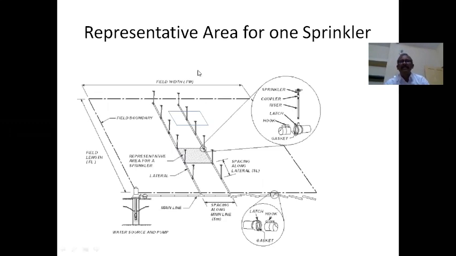So the next terminology is the representative area for one sprinkler. So look here, this is one sprinkler and this is the representative area for this sprinkler, so this is the same area as that of this. If one wants to find out the representative area of one sprinkler, it is the spacing of sprinklers along the lateral multiplied by the spacing of laterals. So this multiplied by this distance will give you the representative area for one sprinkler.